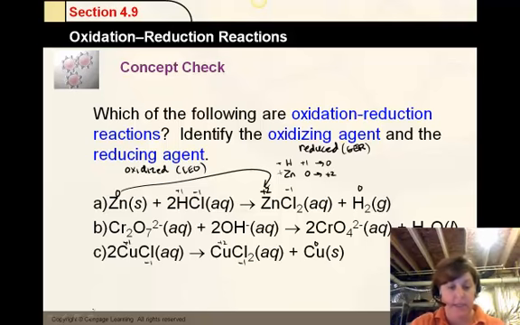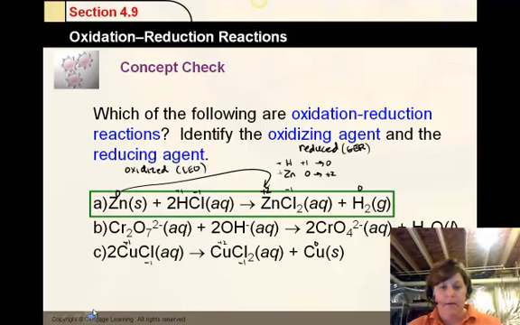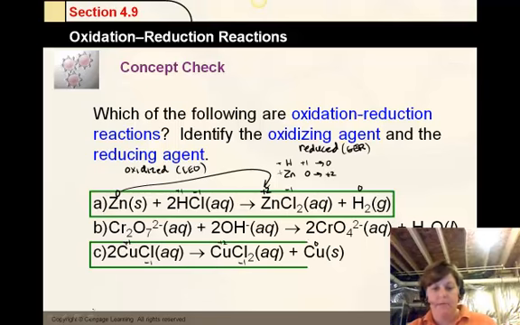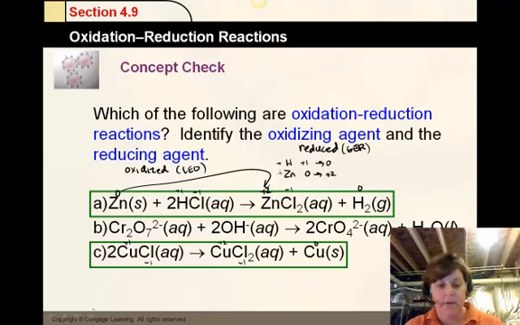So let's check the answer and see which ones are oxidation reductions. Yep, and both of those happen to be redox reactions. Remember, the thing that is reducing is the agent for oxidizing, and the thing that is oxidizing is the reducing agent. And again, if you check letter B, you will see that there is no change of charge.